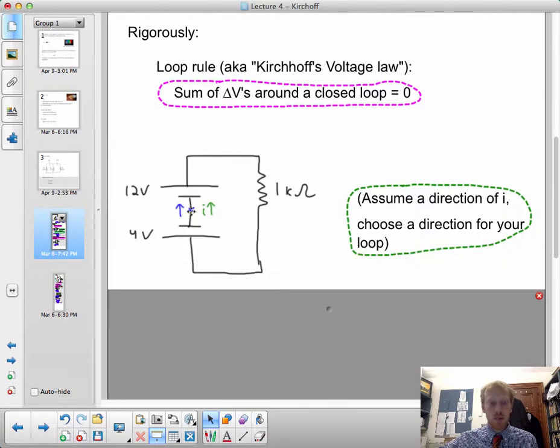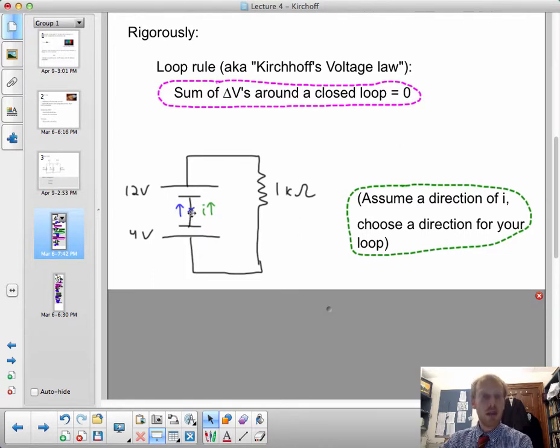So check it out. If I start at this point, and if I walk around the circuit and end up where I started, then I'll encounter several changes in voltage. I'll encounter a change in voltage when I walk through this 12-volt battery. I'll encounter a change in voltage when I walk across this resistor. And I'll encounter a change in voltage when I walk across the 4-volt battery. So here's what I'm going to do.